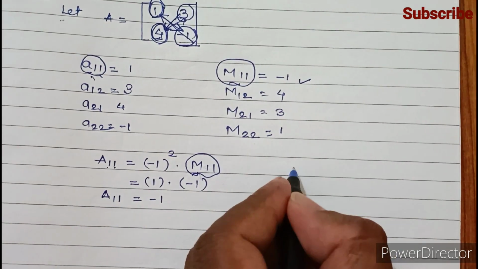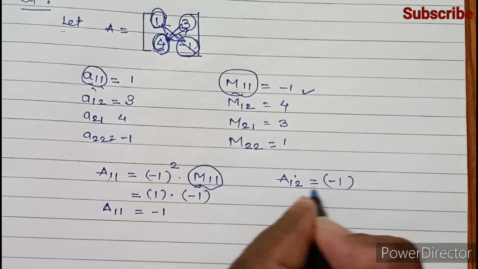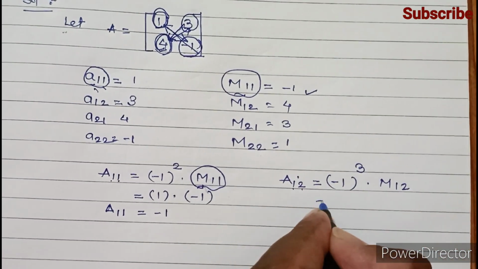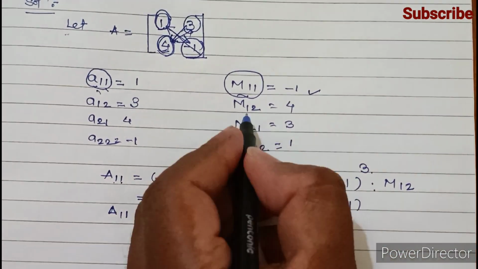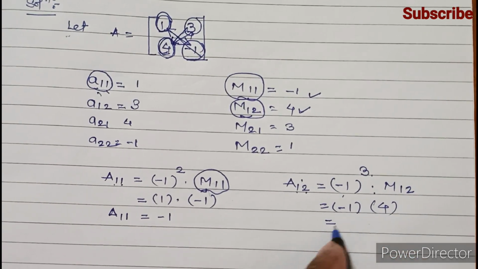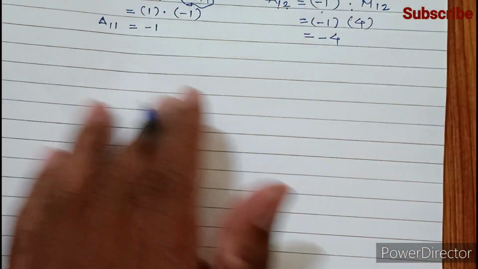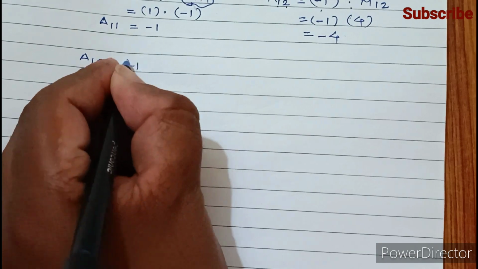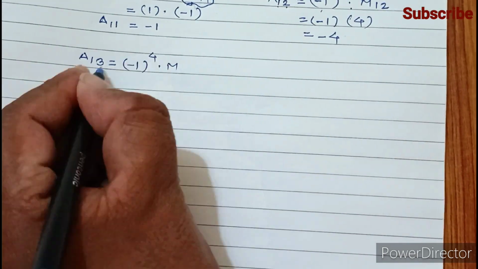Similarly, the value of a12 will be minus 1 to the power 1 plus 2, that is 3, dot m12, equals minus 1 to the power 3, which will be minus of 1. The value of m12 is here 4, put 4, that is minus 1 into 4, which will be minus of 4. Similarly, find the value of a13. a13 will be equals to minus 1 to the power 1 plus 3, that is 4, into minus this 1 3.